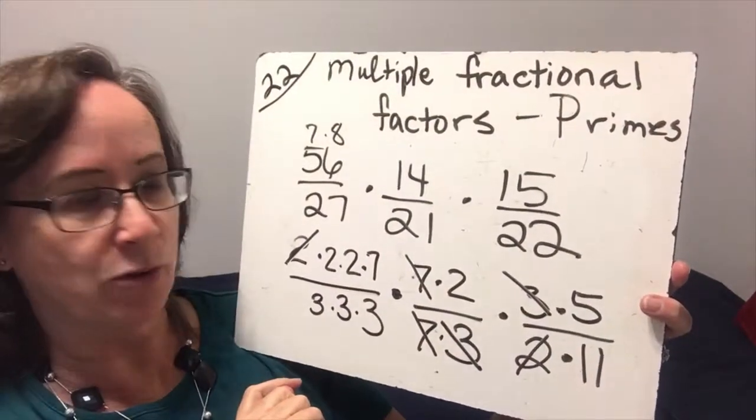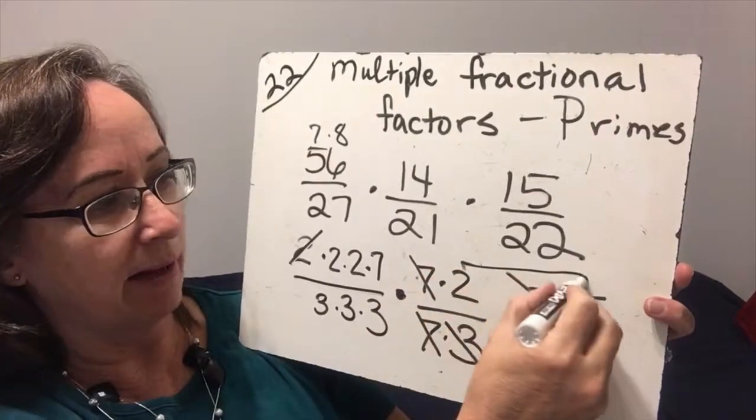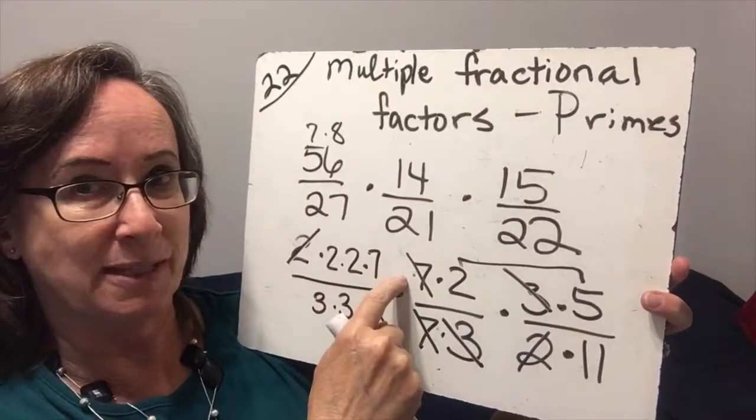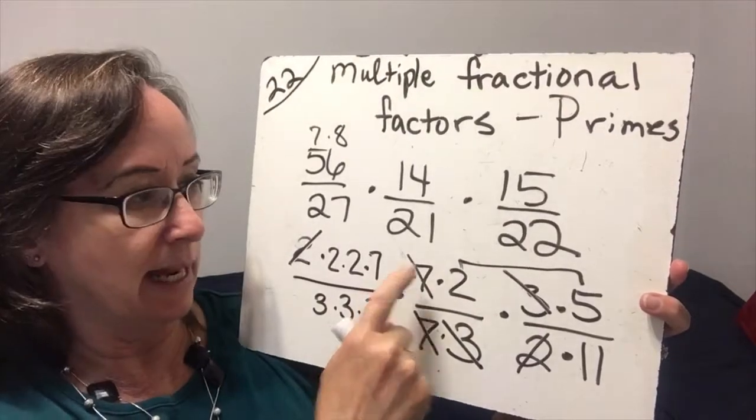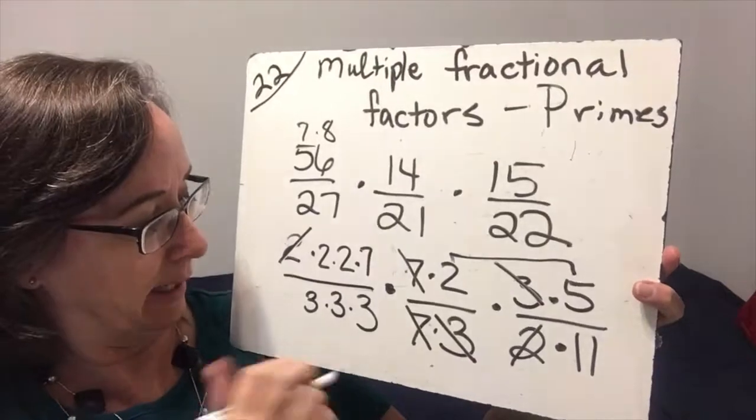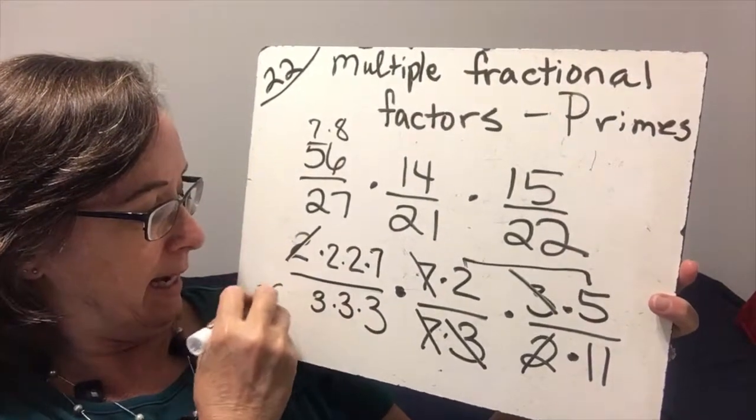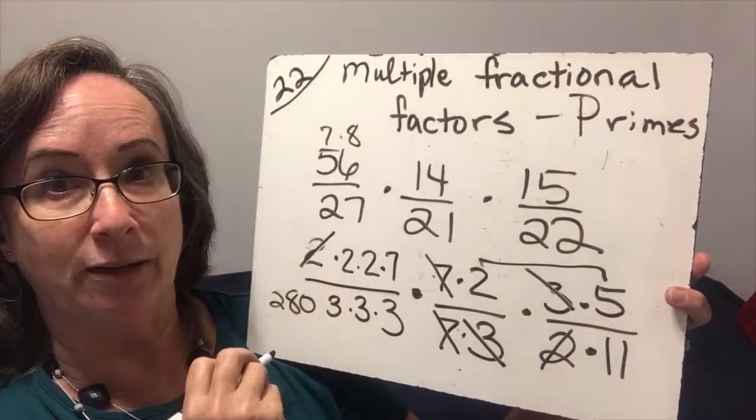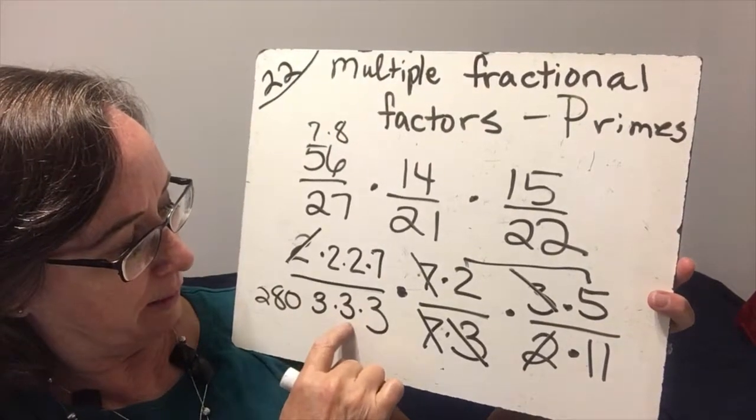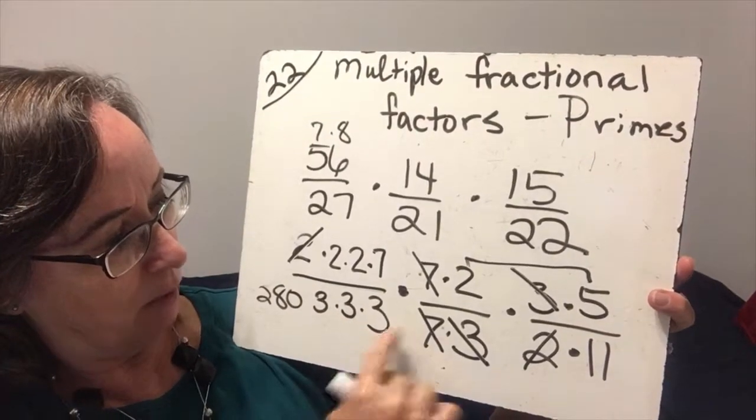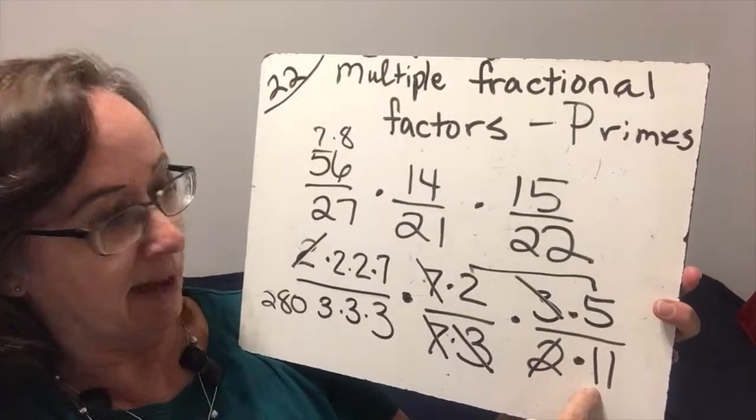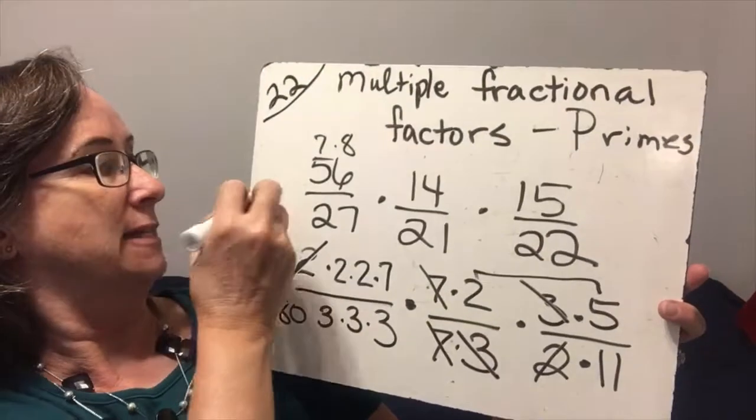So I'm going to take another shortcut. 2 times 5 is 10. So 4 times 7 is 28, and then I multiply by 10, which just means I add a 0 on the end. So 28 with a 0 on the end is 280. And then I look at the denominator, and I've got 3 times 3 times 3, which is 27, and then I've got an 11, and everything has been canceled out.